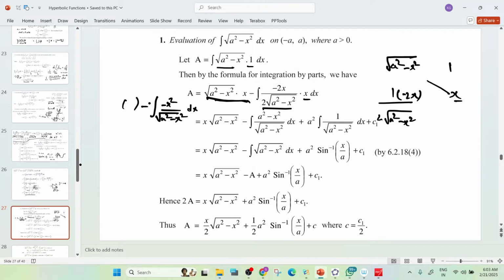Here, for this we will add 1 a square and we will subtract 1 a square. So this entire piece is as is, minus integral of, if you take the first piece, what do you get?